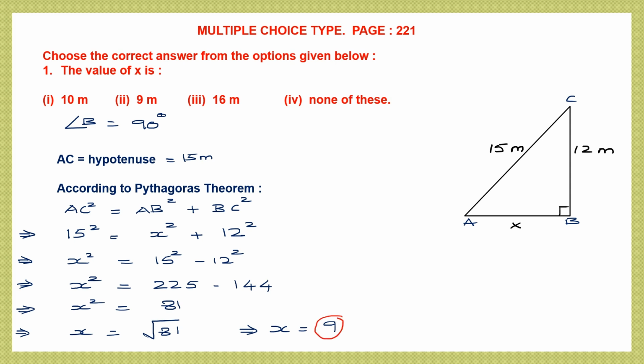And from our options, that is option 2, 9 meters. So let's write our unit here. So x is equal to 9 meters and this is our final answer.